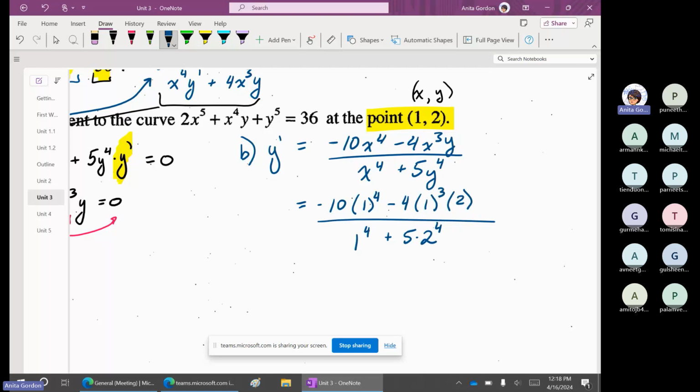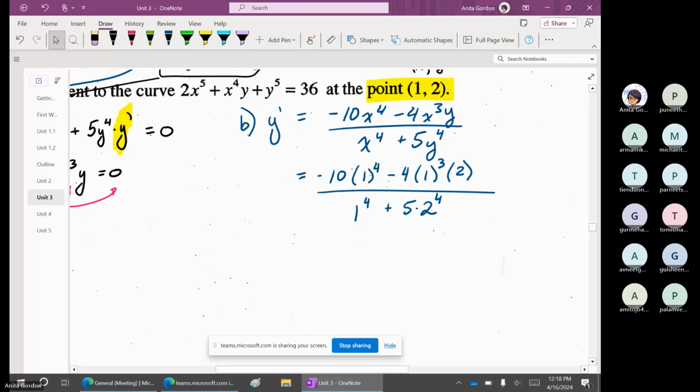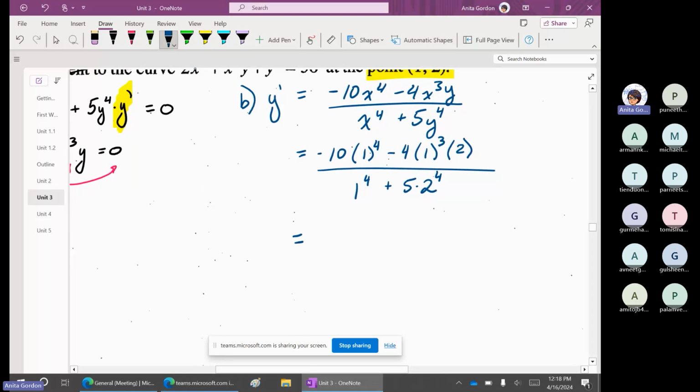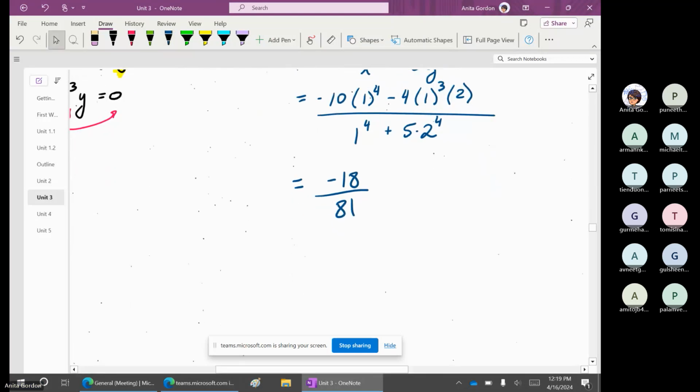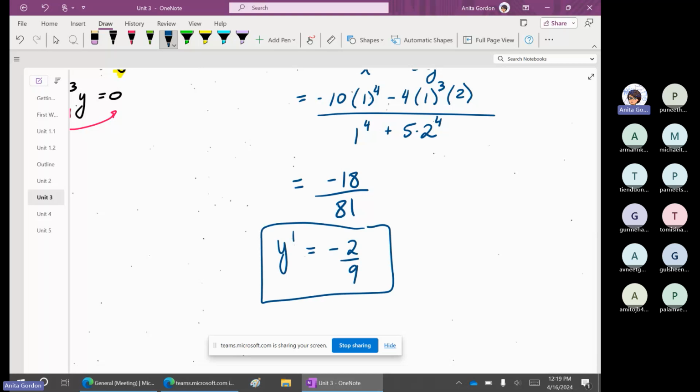Okay, and this is basically now a calculator question, right? The top I get negative 10 minus 8, so this is negative 18 on the top. And then 81 on the bottom. So minus 2 over 9. Worked out to be a pretty cute number after all.